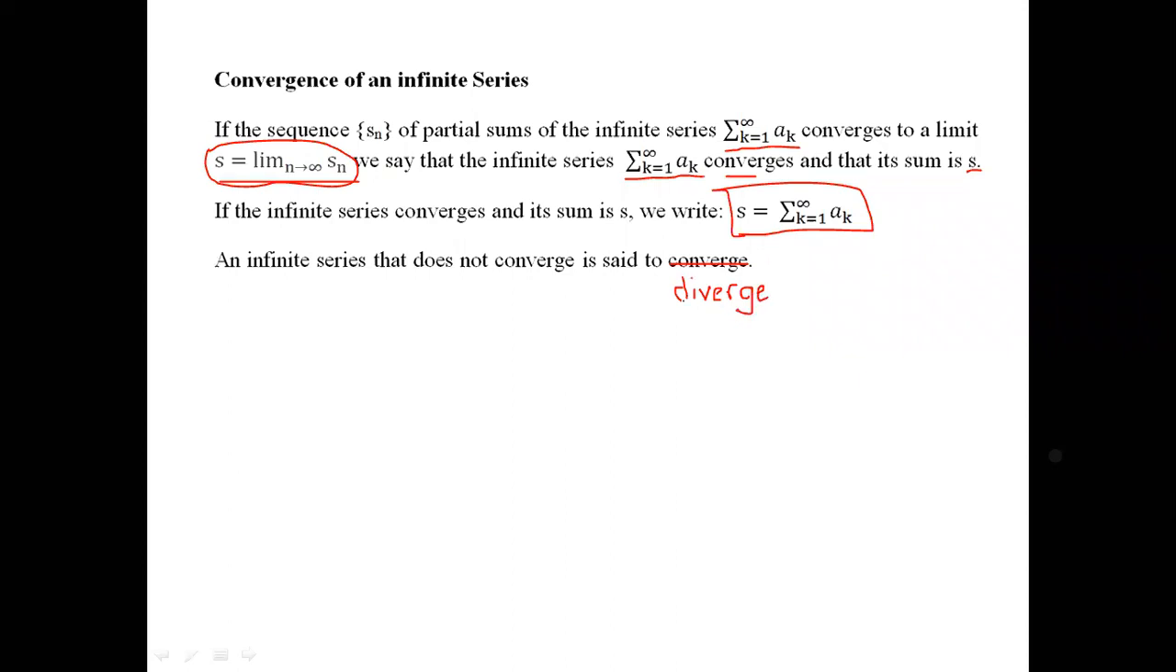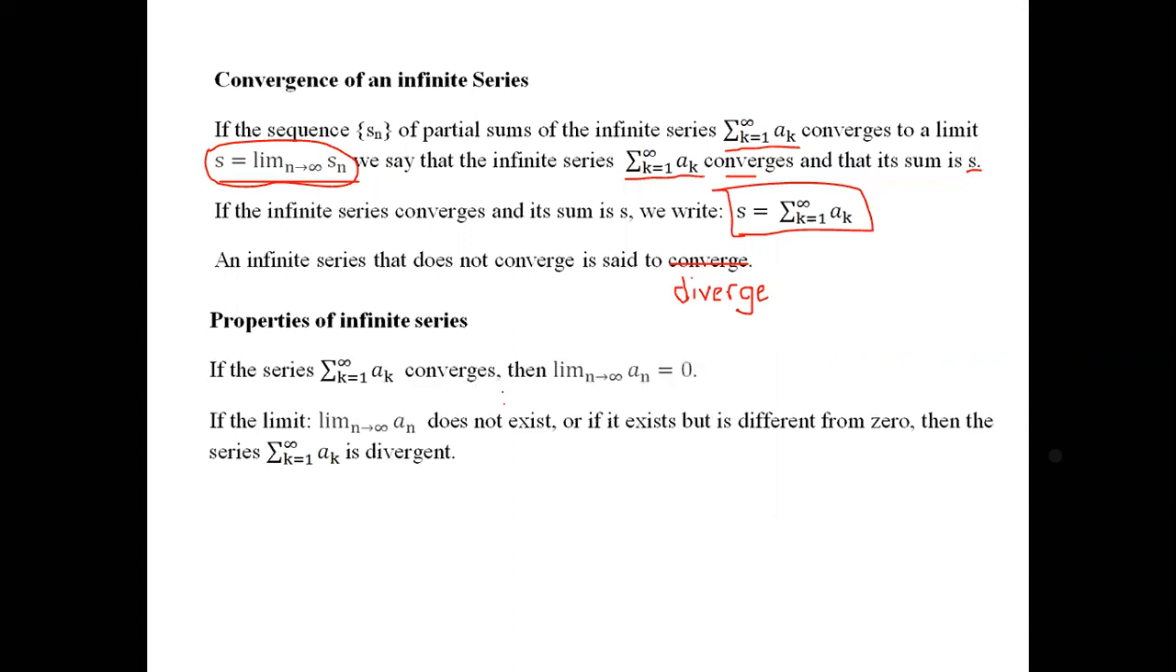Okay, so it's said to diverge. Okay, we move. Let's look at other properties. We have 8 minutes before we break.